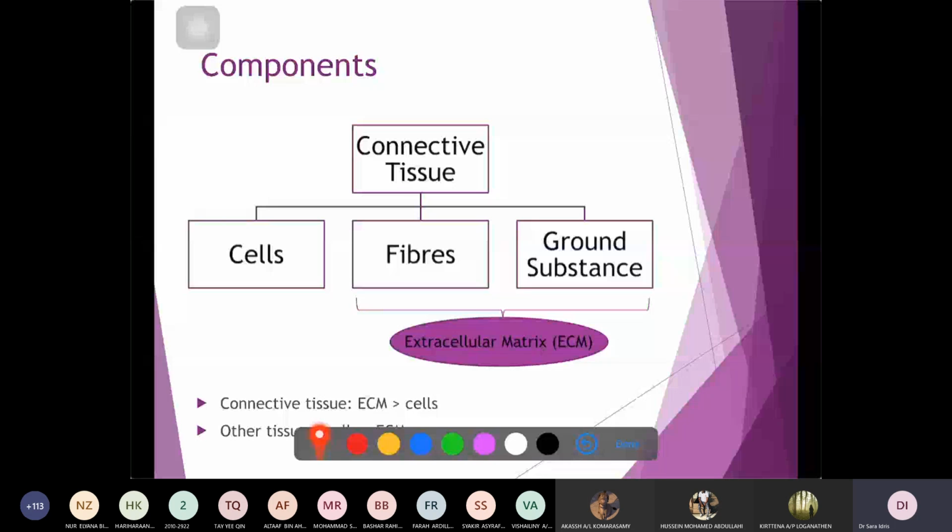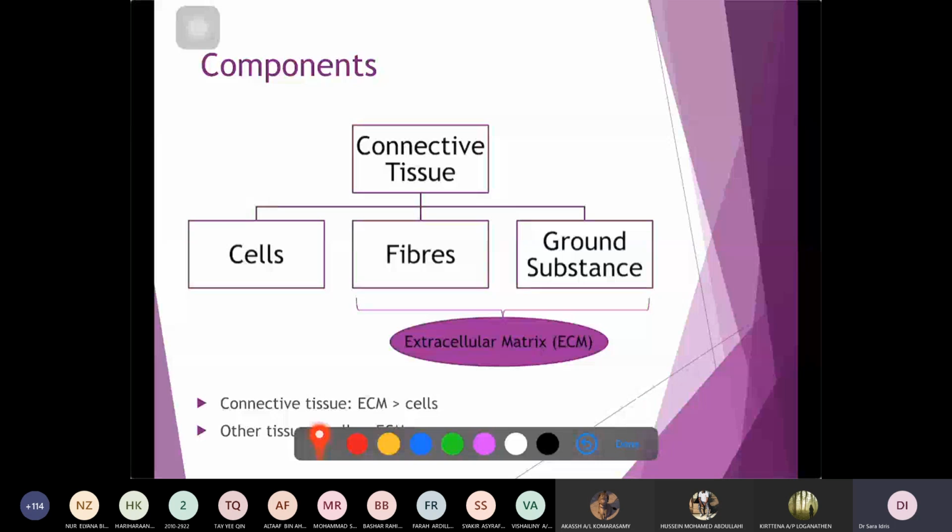And then for wandering cells or extrinsic cells, you have your mast cell, plasma cell, wandering macrophages, and leukocytes. I hope that helps to untangle the cellular part of the connective tissue. Now we're going to talk about the fibers and the ground substance. For fibers, we're mostly going to talk about three types: elastic, collagen, and reticular. Those will form part of your extracellular matrix.